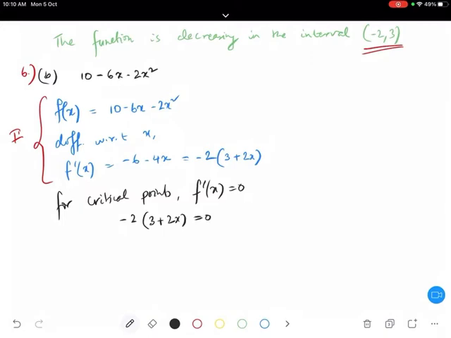So tell me, what is the value of x you got? So x is equal to what? Minus 3 by 2. Right? So I got the critical point as minus 3 by 2. Acha, what is my next step? This is my step 2. So my next step is what?